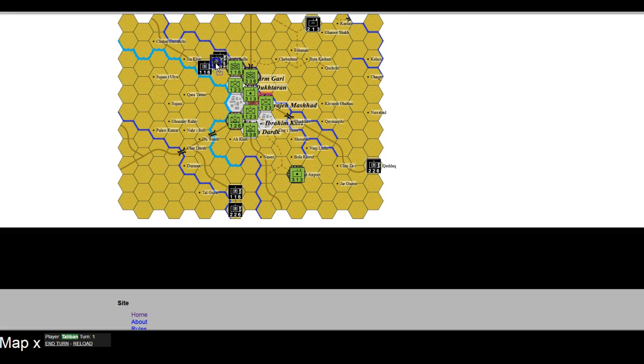I'm not going to double up on that front because I don't want to present an easy target. Is it going to be better going there? I'm going to go along a road. Look at that. Okay.